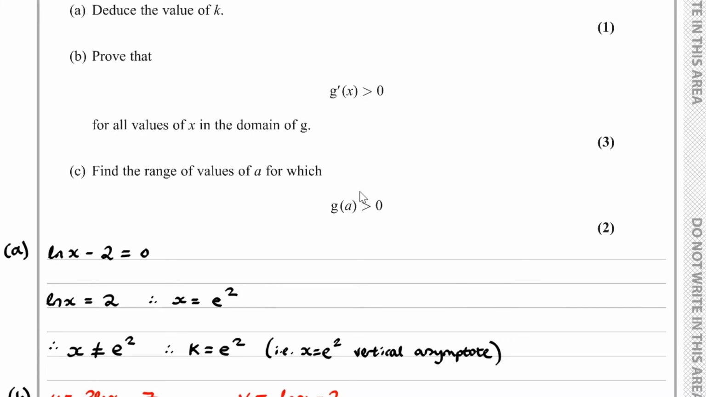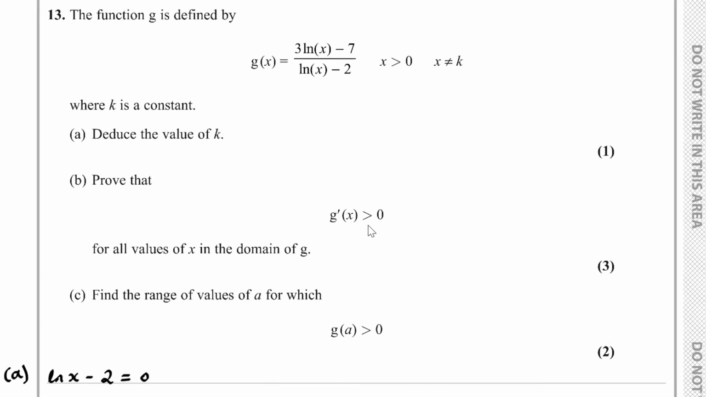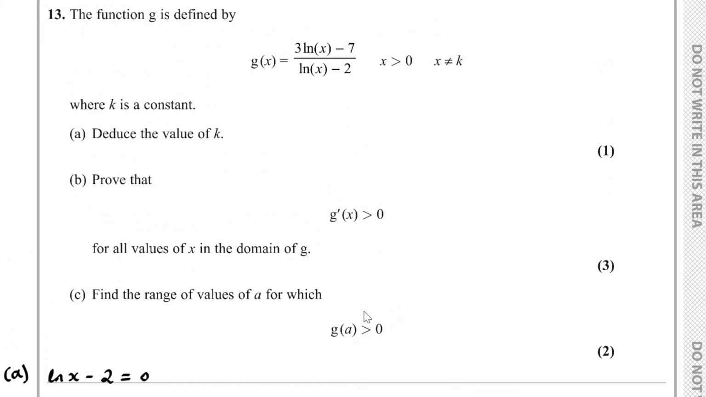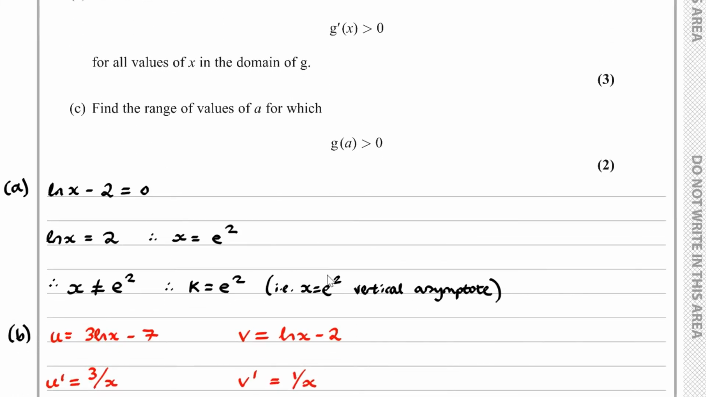Now, what we can do over here is think to ourselves, how can we go about sketching this graph over here? Now it is a bit complicated, but you should be able to recognize we have a rational function which we need to sketch. And that will help us determine the values of a for which g of a is greater than 0. And we know already we've got a vertical asymptote at e to the power of 2.